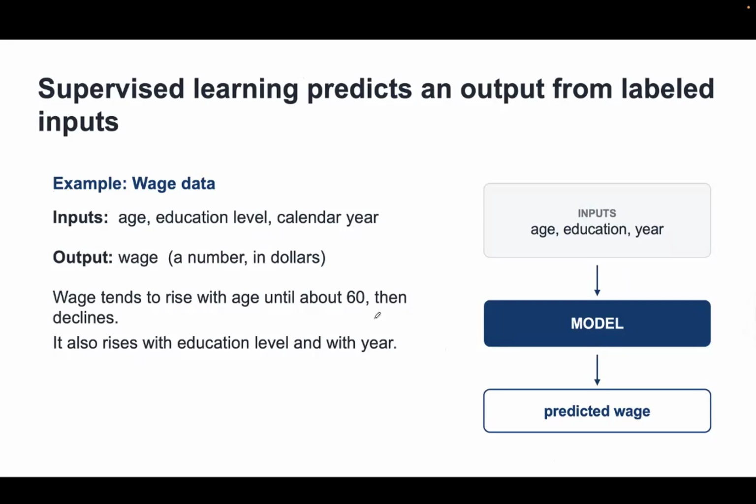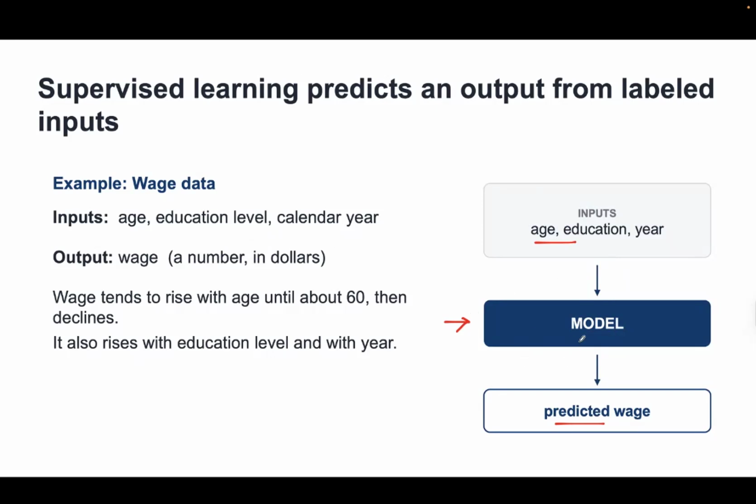The first is supervised learning. The diagram on the right is the entire idea in three boxes. The top box has our inputs. For wage data, that's age, education, and year. The middle box is our model. Think of a model as a recipe. Inputs go in and predictions come out. At the bottom, there are the predictions themselves. In this case, we have predicted wage, and that's it. That's all supervised learning is.